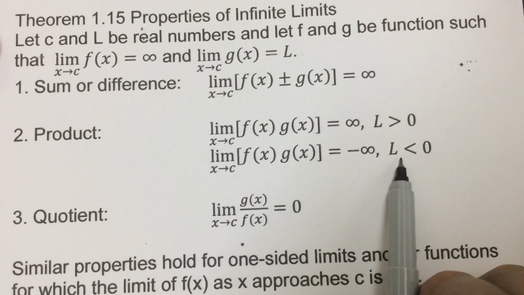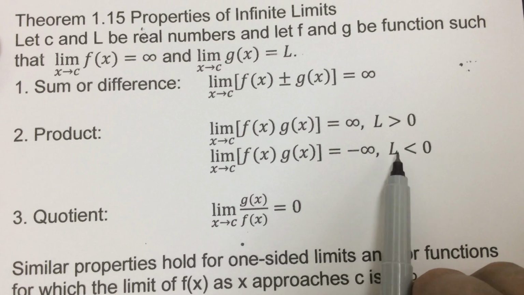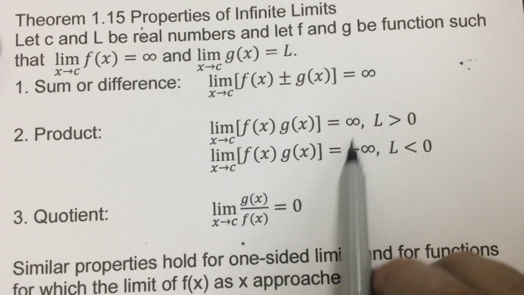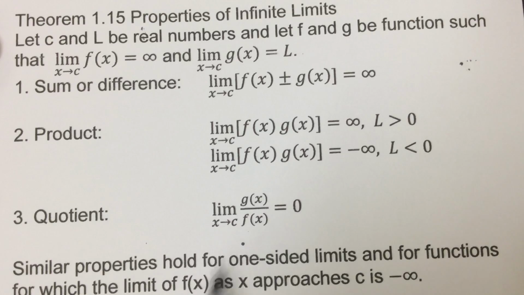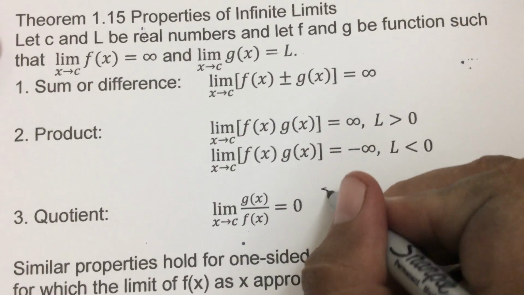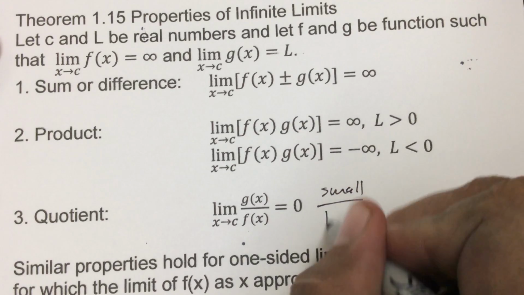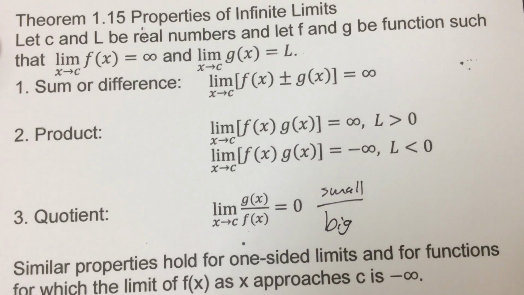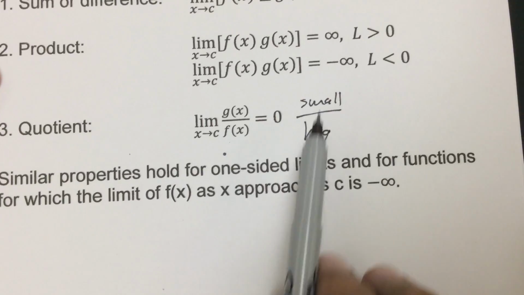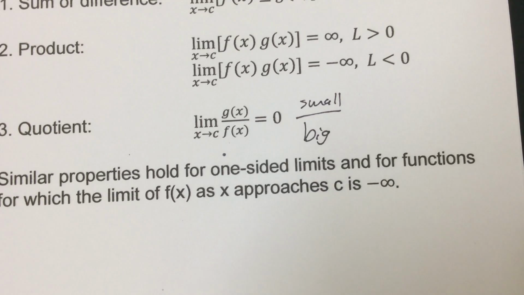If the limit's less than 0, though, so if it was negative, say, negative 1, so now our limit would be negative infinity. Now, if we divide these out, a small over a big is going to go to 0. So big over small goes to infinity, but small over big goes to 0. So keep that in mind when you're working through these.